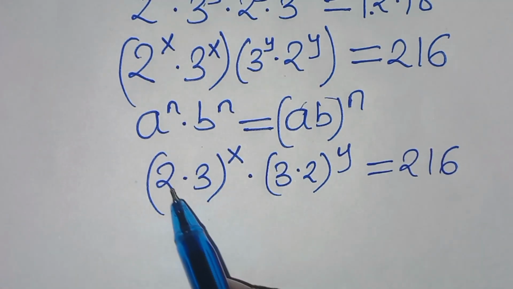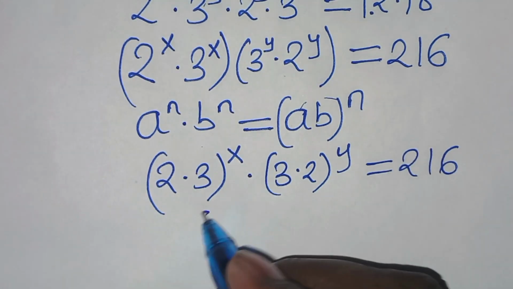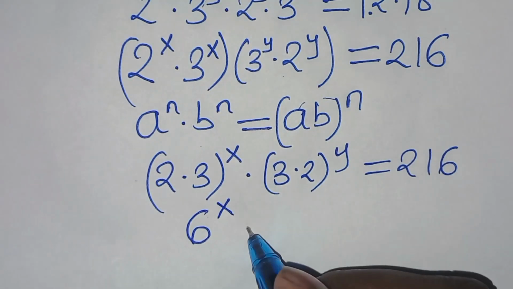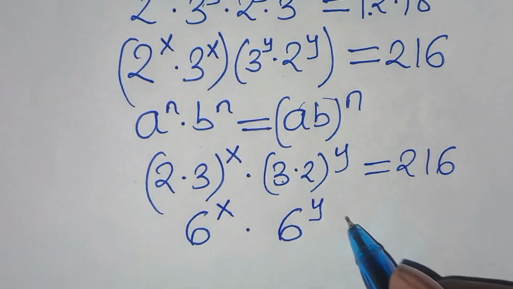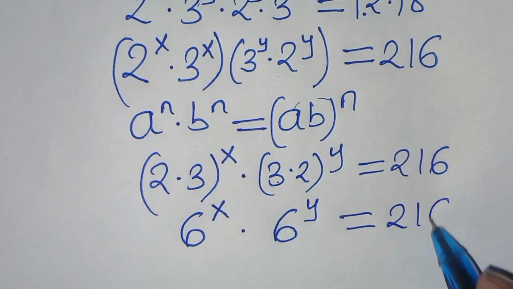Now, from here, we have 2 times 3. This is 6 to power x multiplied by 3 times 2. This is 6 to power y. This is equal to 216.